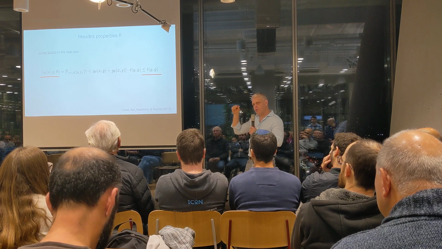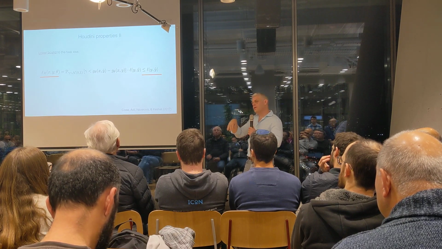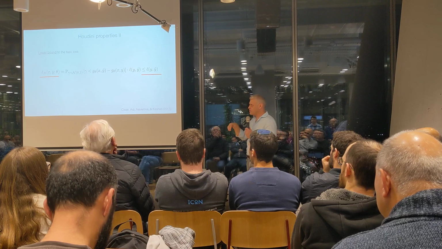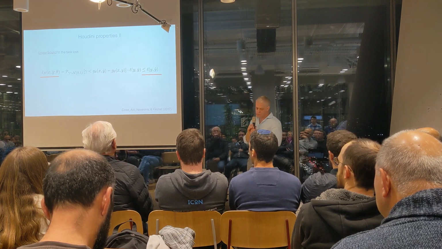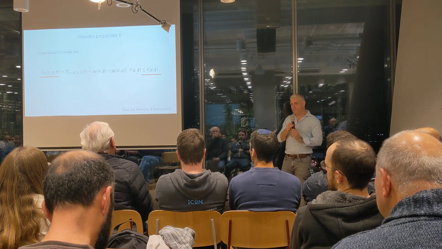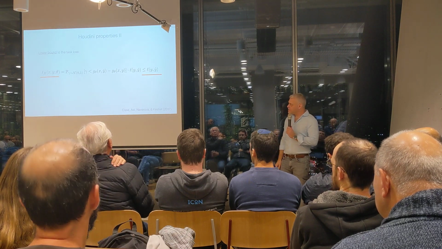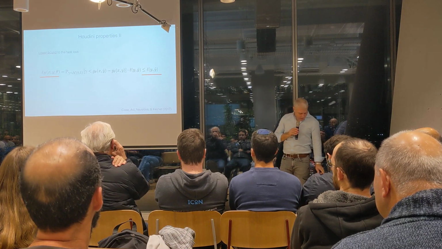Hinge loss is also upper bounding the loss, and in the case of hinge loss, we want to minimize. So hinge loss is an upper bound, this is a lower bound. But for the hinge loss, we want to minimize loss. Here, we want to maximize loss.